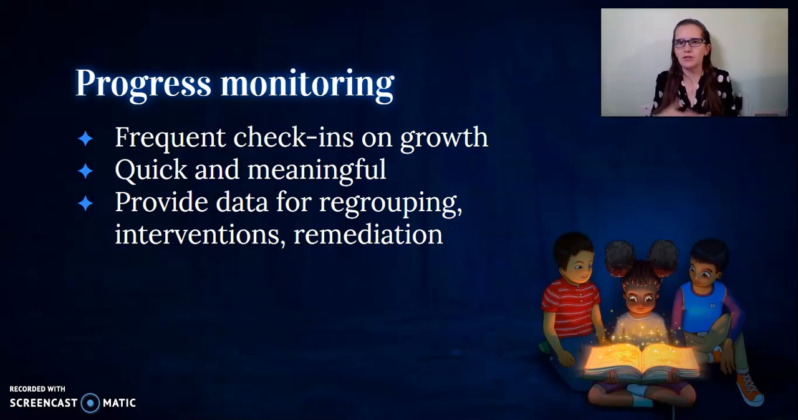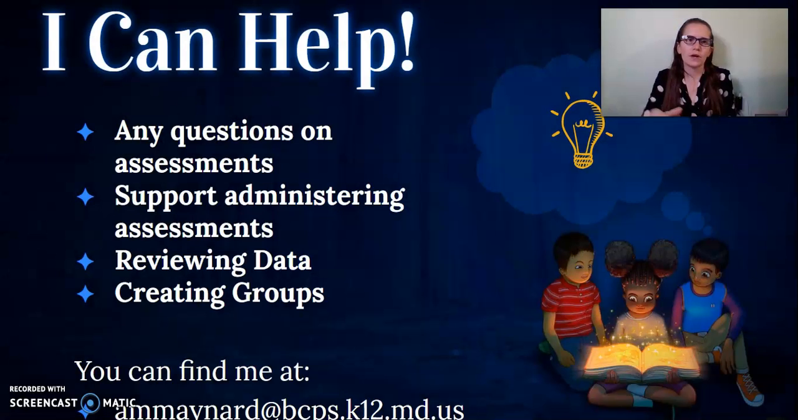Then, of course, progress monitoring. This is super important. They're frequent check-ins so we can see their growth. They're quick, they're meaningful, and then they provide us data so we can regroup the kids, regroup their interventions, remediation, and the planning so that we're able to say, okay, this child got it, these 3 didn't, this one can move up a group, down a group, depending on the skills. And then also lets us know for remediation. Now they got the skill, we're ready to move on. They don't need any more. Or they didn't quite get it, now we need to do a third reteach.